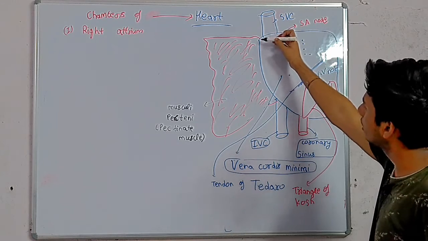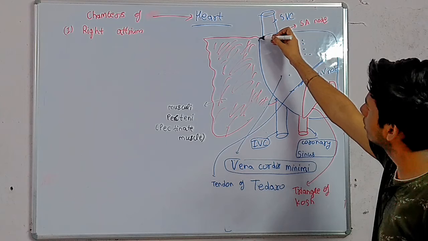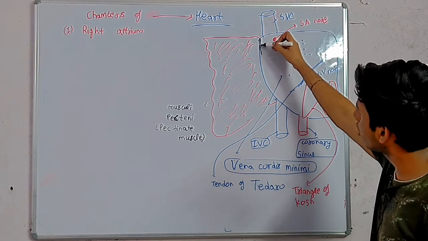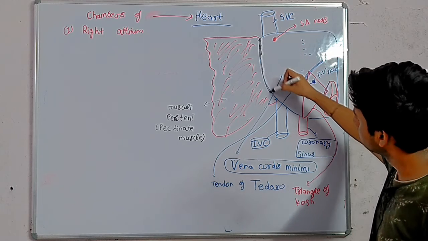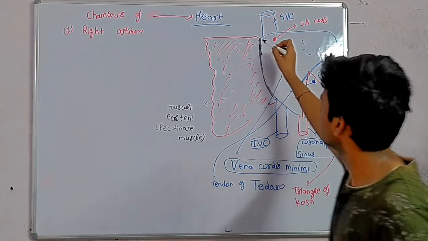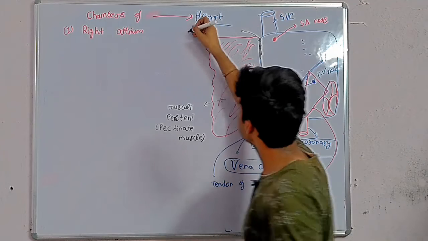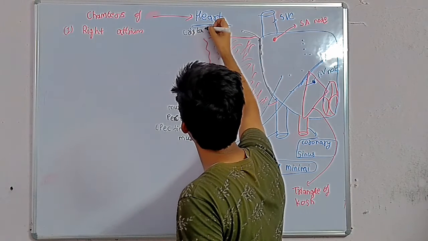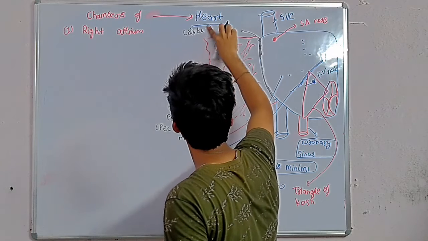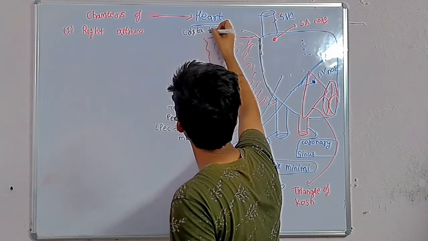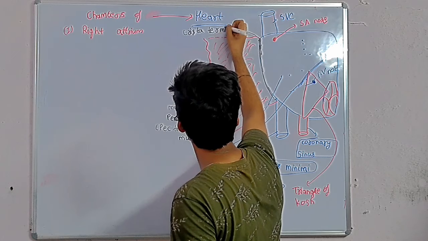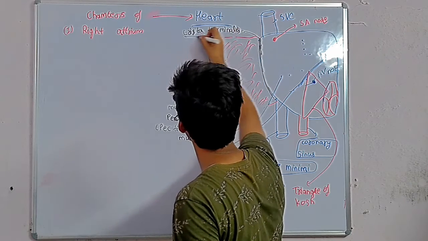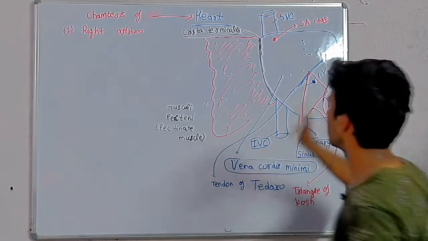So this is the point where the anterior wall and posterior wall join, inside the heart. This is a rough, small ridge-like projection. This ridge-like margin is called the crista terminalis. Crista terminalis.